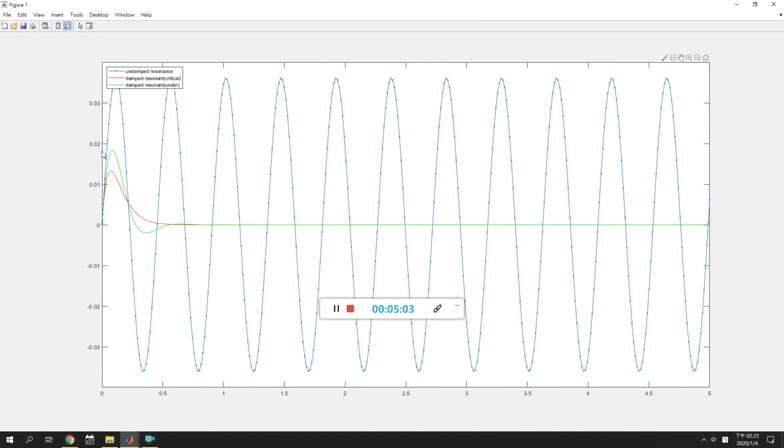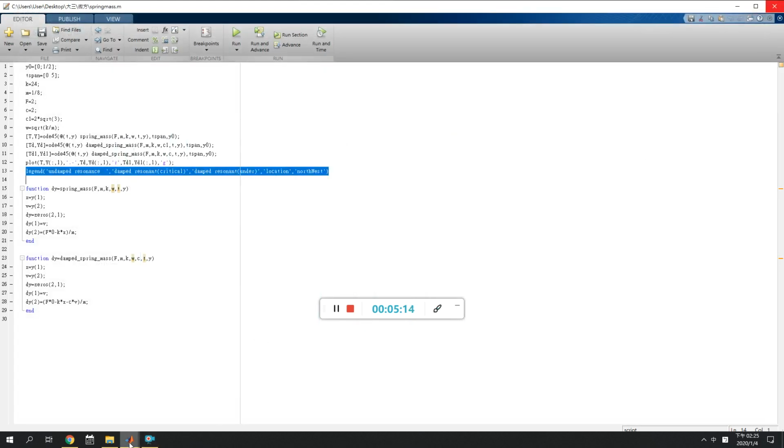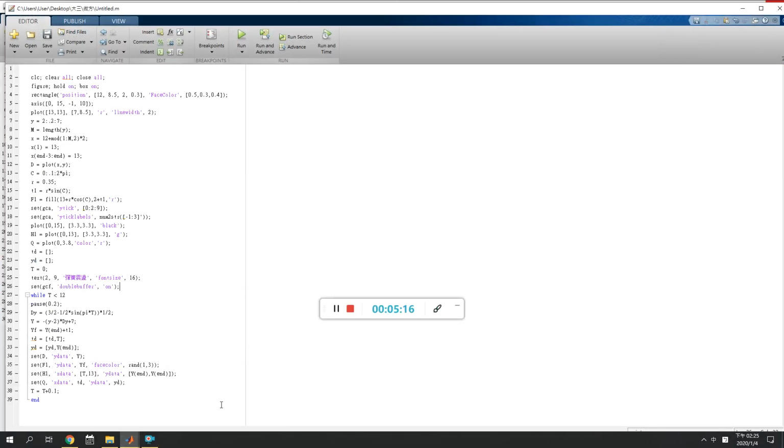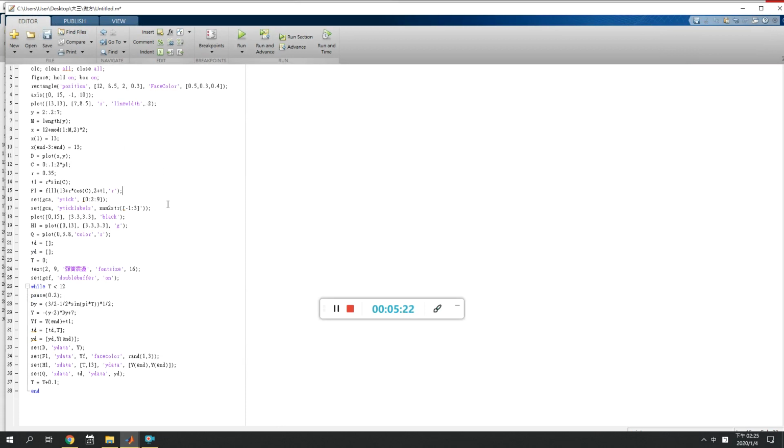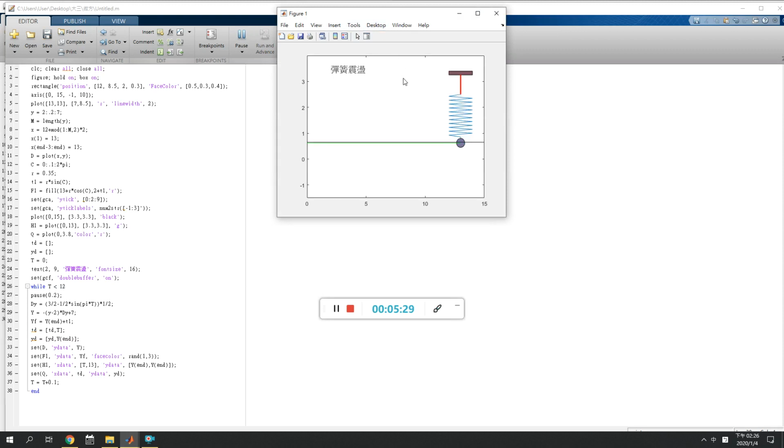As we looked at before, this is what we got. I also did a small MATLAB program for the animation, but I didn't have time to modify it. Let's take a look. This is the animation, and I modified it from the previous one we had. When I run this, you'll get the damped case, like this one we have here.